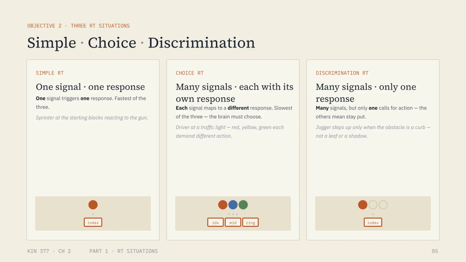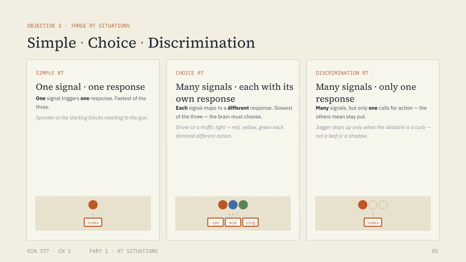Choice RT: many signals, and each signal has its own response. Red light equals lift index finger. Blue light equals lift middle finger. Green light equals lift ring finger. In the real world, a driver at an intersection. Red means stop, yellow means prepare to stop, green means go. 3 signals, 3 different responses. Choice RT is the slowest because the brain has to identify the signal and select the right response.